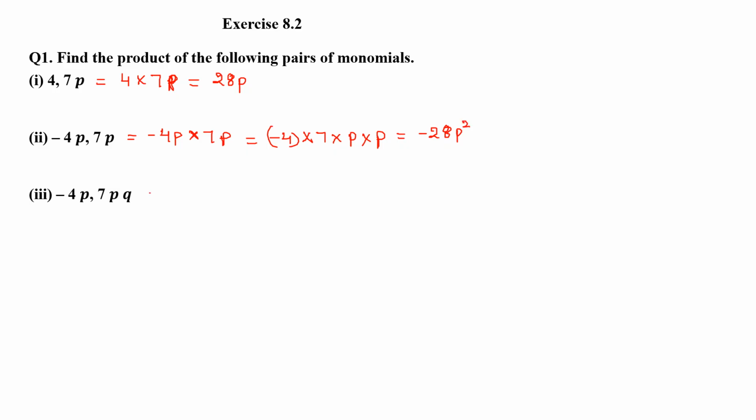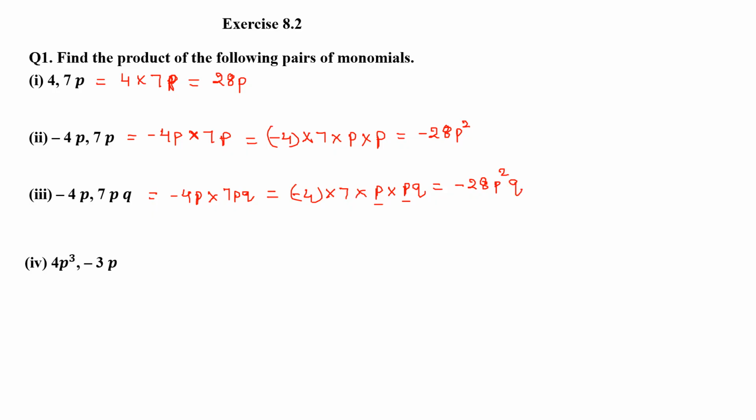Third one, minus 4p multiply with 7pq. So again write the numerical part. So minus 4 into 7 and the variable part is p into pq. Now minus 4 into 7 will give you minus 28. P into p will be p square and then q. So this is the answer for the third one.